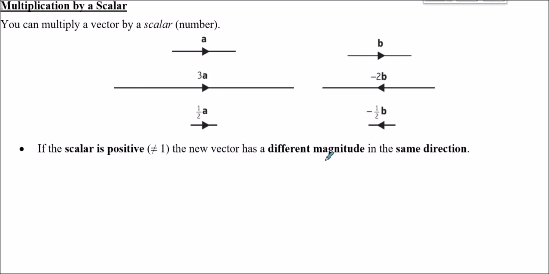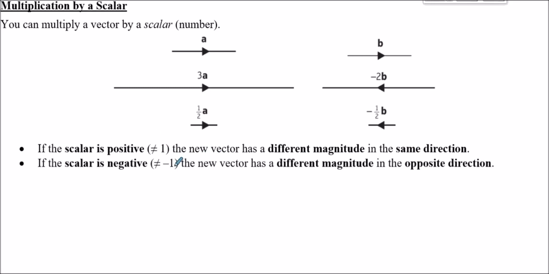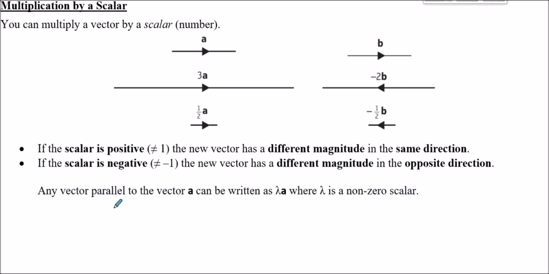So to summarise this, if the scalar is positive, and it's not 1, the new vector has a different magnitude in the same direction. If, however, the scalar is negative, but not equal to minus 1, then the new vector has a different magnitude in the opposite direction. Generally speaking as well, any vector that's parallel to the vector A can be written as lambda A. This symbol here is lambda, and it means lambda is a non-zero scalar. So if two vectors are parallel to one another, we can write one as a multiple of the other. That's all it's saying.